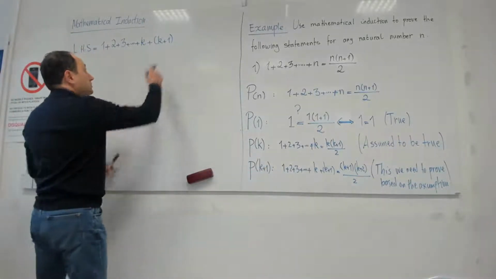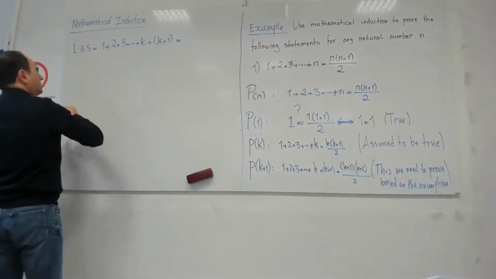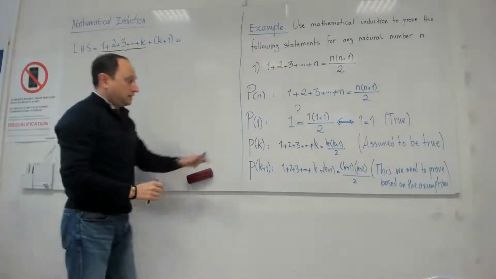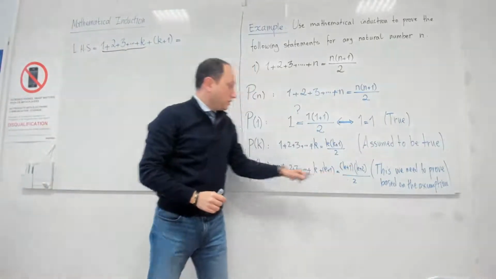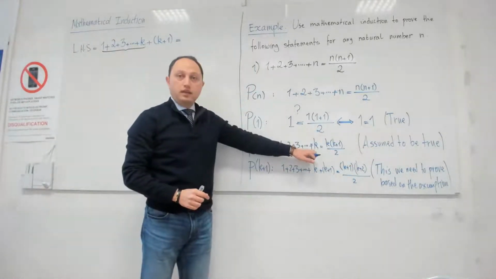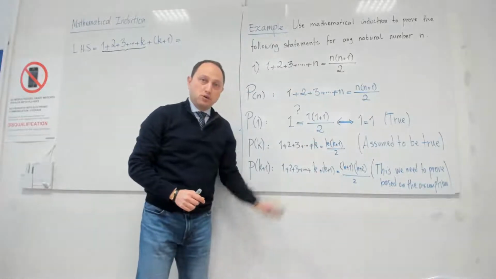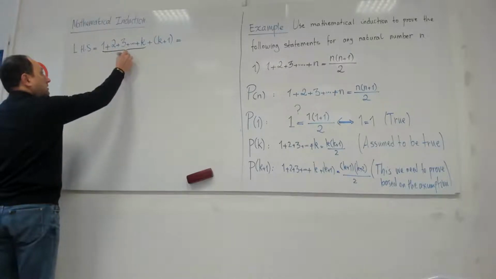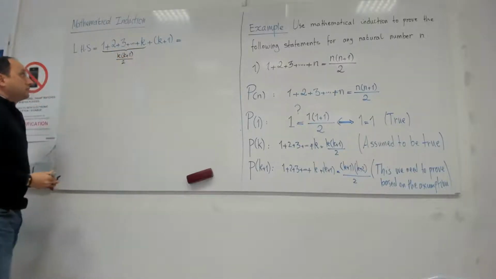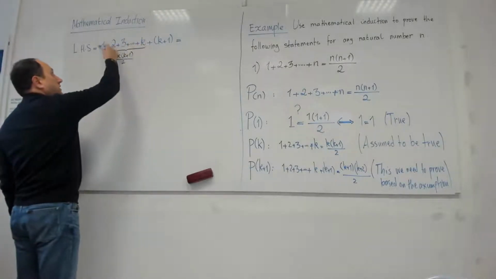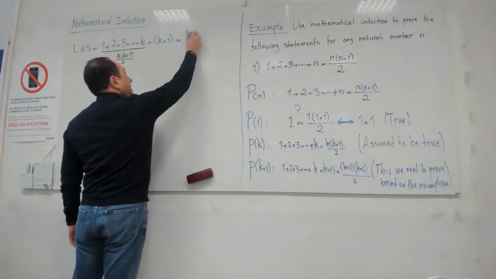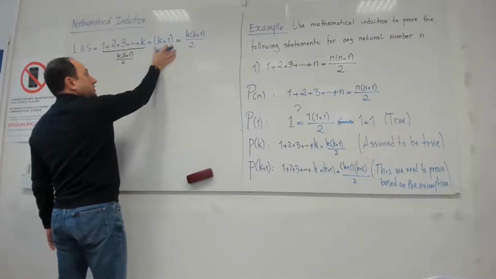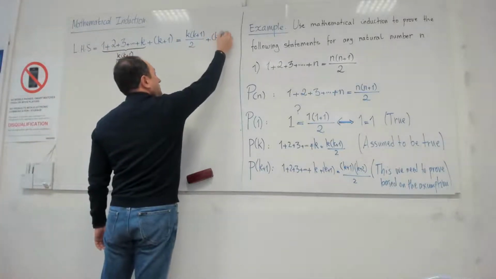But now I want to continue. This part, I know what is the value for this part, because this step is assumed to be true. So I know that if I add numbers from 1 to k, it becomes k times k plus 1 over 2. So instead of this expression, I can just plug in k times k plus 1 divided by 2. And then after that, I have plus this expression, so I would write plus k plus 1.